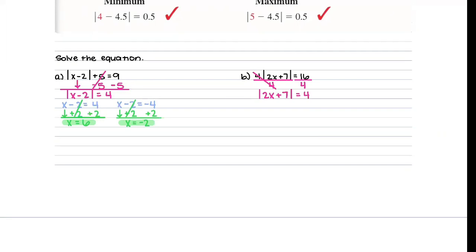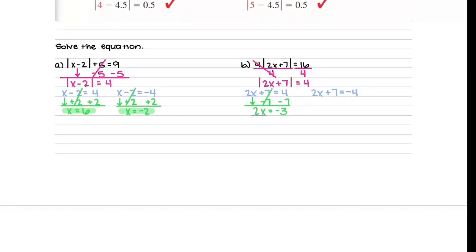Form your two equations. You have 2x plus 7 is equal to 4, as well as 2x plus 7 is equal to the opposite of 4, so negative 4. Solve for x in both equations. Start by moving the 7 over, subtract it from each side. With the equation on the left, you're going to have 2x is equal to negative 3. From here, we're just going to divide each side by the 2. And you get that x is equal to negative 3 over 2.